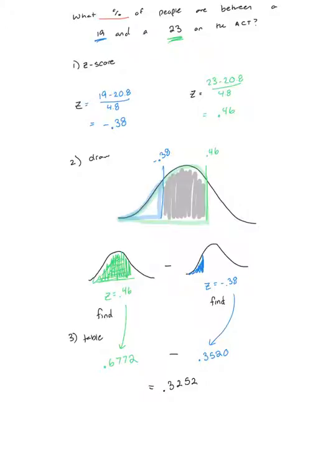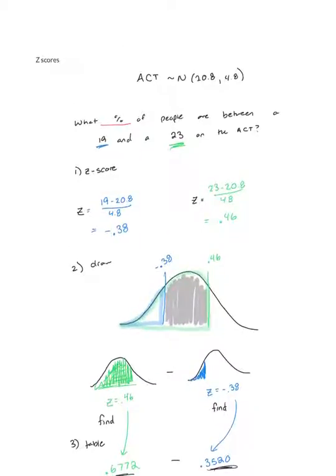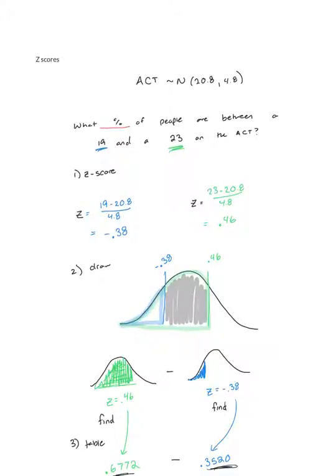So in summary, when I want an in between, I'm going to find two different z-scores. I'm going to draw, showing my lower and my smaller end tail. I'll find my upper value, use that to go ahead and find a percentage like I did here. Use my lower value to find a percentage like I did here, and then I'll subtract them to get the in between. So in short, in this answer here, we asked what percentage of people are between a 19 and a 23 on the ACT, and we found it's actually about 32.52% of people who will score in between those two numbers.